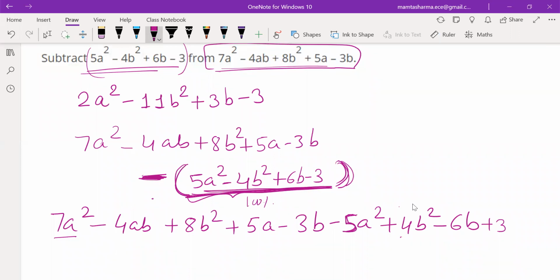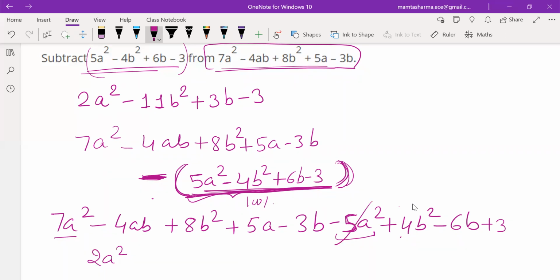Manideep, yes, ma'am. What are the like terms here? Ma'am, 7a square and minus 5a square. Okay. When you add these two terms, what would you get? Ma'am, 2a square. 2a square, correct.